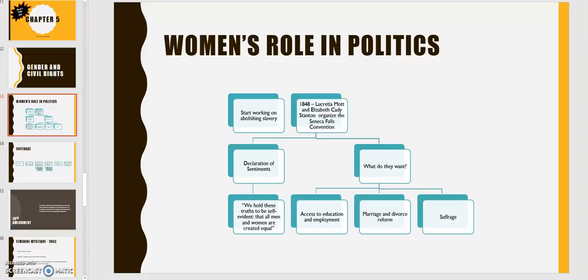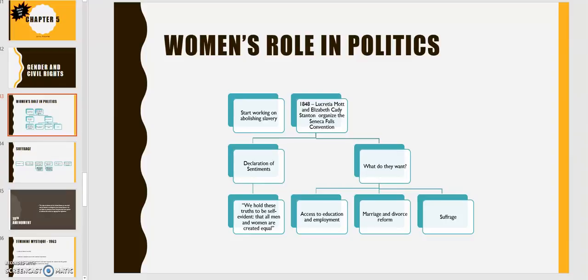The first time that women start really getting actively involved in American politics in a legislative or forceful way, instead of more of an Abigail Adams way, is when they're working on abolishing slavery. And in 1848, Lucretia Mott and Elizabeth Cady Stanton organized the Seneca Falls Convention, and they make a declaration of sentiments there. And they say, we hold these truths to be self-evident that all men, oh yeah, and women are created equal. So what do they want from this declaration of sentiments?